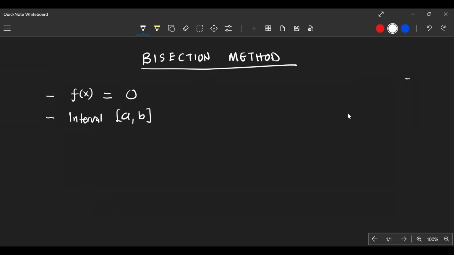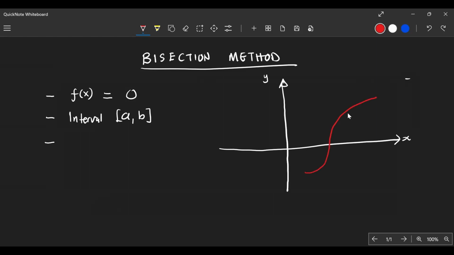The next thing now is to test this interval. Let me draw a graph here. This is the x-axis, this is the y-axis. I have a random function, f of x, and it crosses the x-axis at P. At this point the function is crossing the x-axis at P, which is a solution to this function. That's a solution, isn't it?